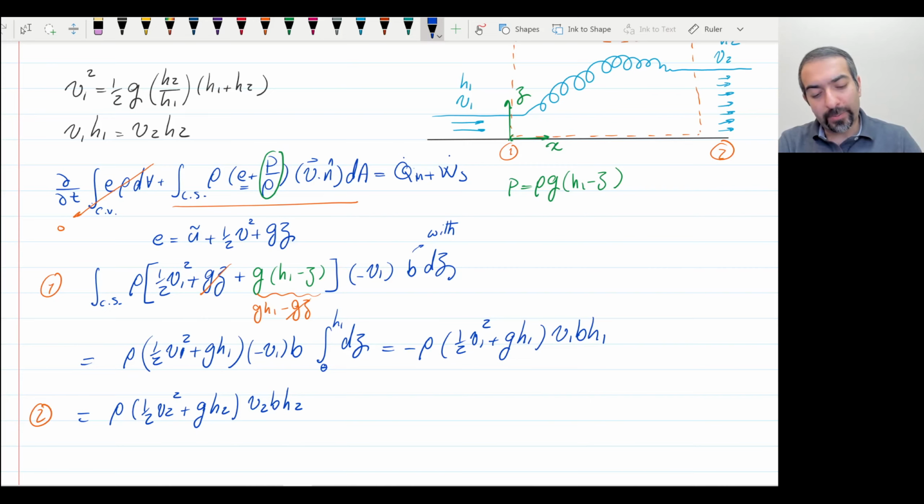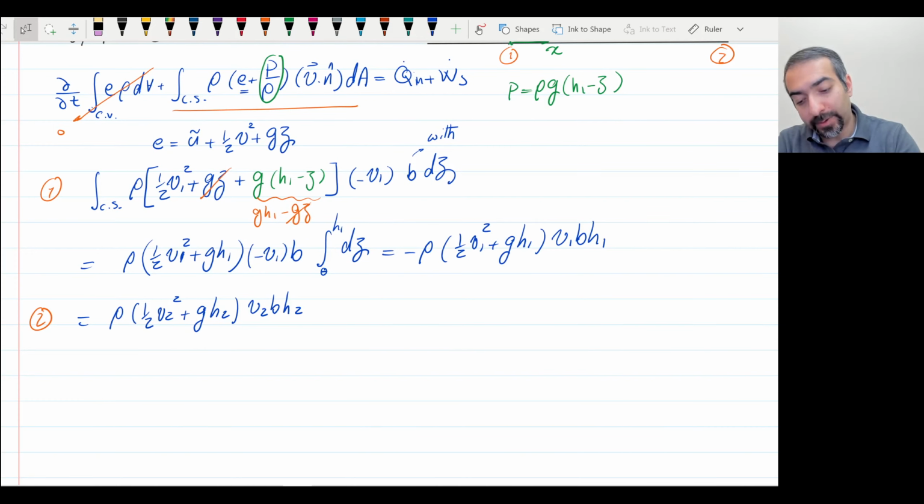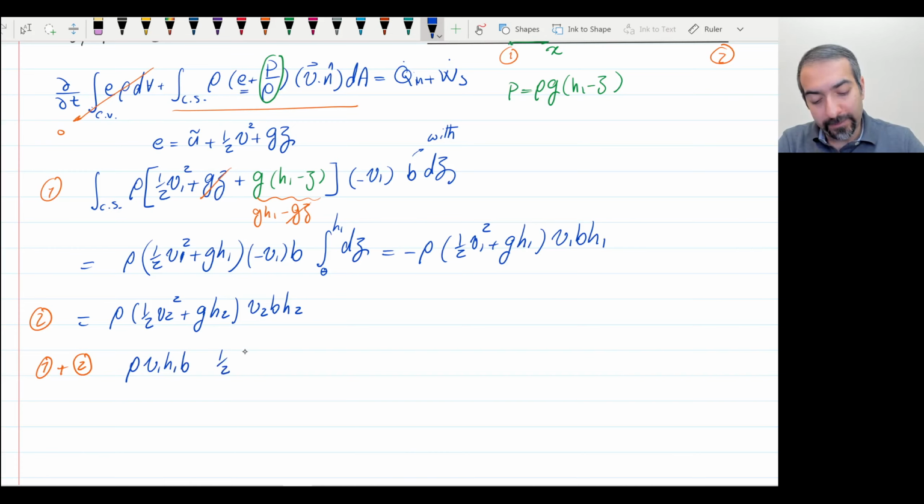All right, so all we need to do is basically add the two integrals together. So 1 plus 2 gives me, and I can factor out rho. Remember also from conservation of mass, v1 h1 is equal to v2 h2. So v1 h1 I can factor out, and b is of course the same thing. So therefore it becomes 1/2 (v2 to the power 2 minus v1 to the power 2) plus g times (h2 minus h1).